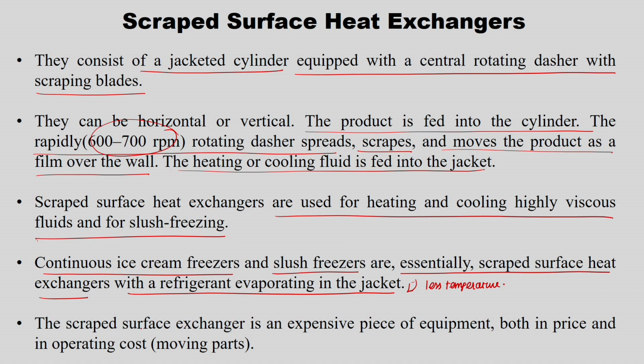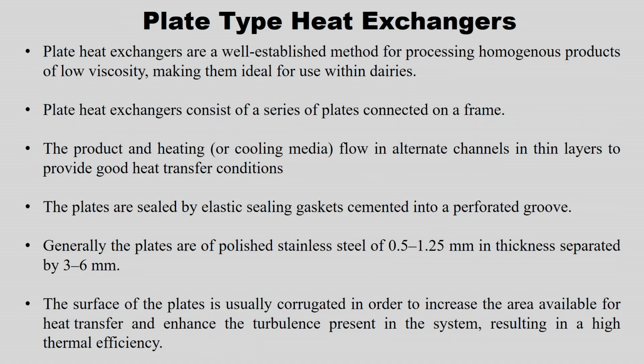Okay. So, the scraped surface heat exchanger is an expensive piece of equipment, both in price as well as in operating cost, because it has many moving parts. So, the exchangers are expensive. The next one is a very important heat exchanger in the food industry. It came into existence in 1923, and in most of the pasteurizing or aseptic processing, the plate type heat exchangers are used.